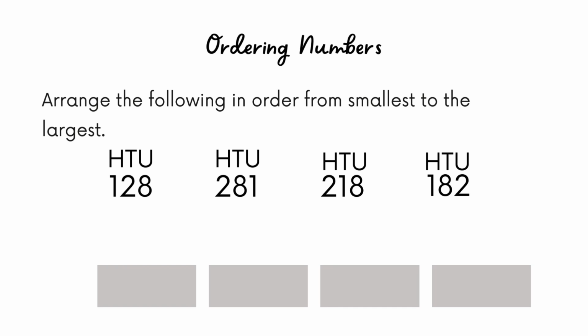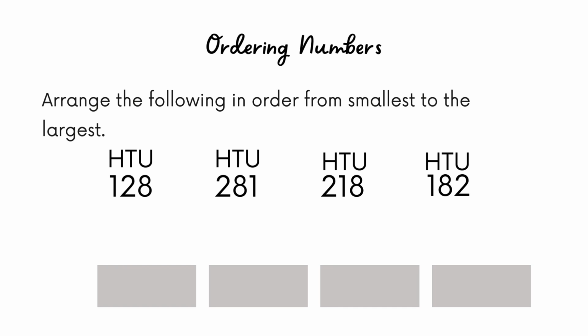Because they are all three-digit numbers, we have the hundreds, tens, and units. So we look at the hundreds to see the one that is the smallest. Now we have two numbers that have one hundred each: the number 128 and the number 182. So those two numbers are the smallest. Let's see which one is smaller out of the two, 128 or 182. Now we move on to the tens. For the 128, we have two tens, while for the 182 we have eight tens. So the 128 is smaller than the 182.